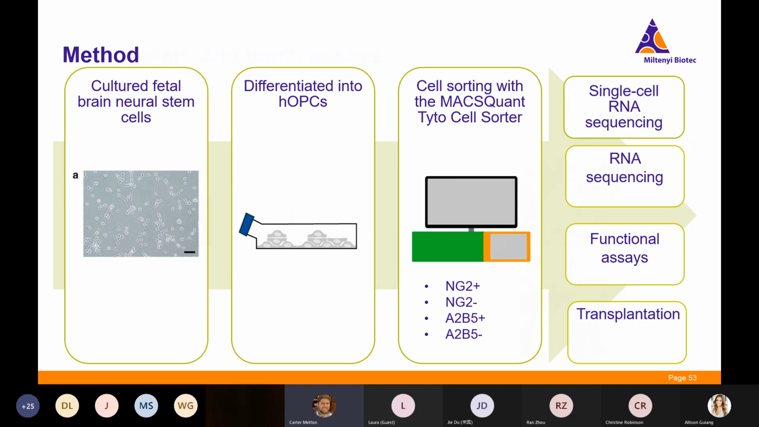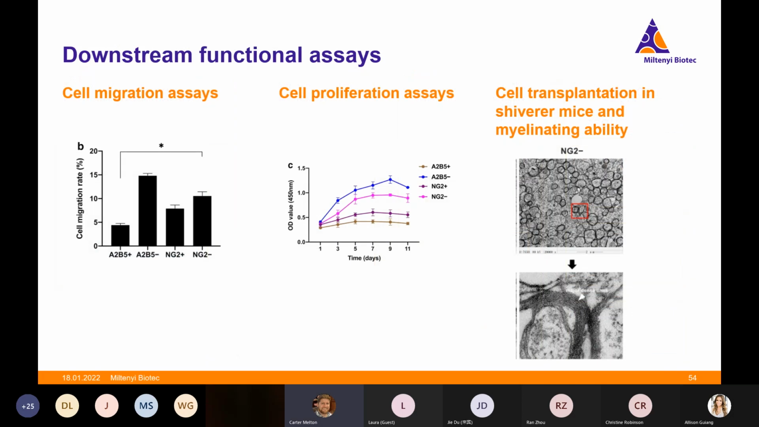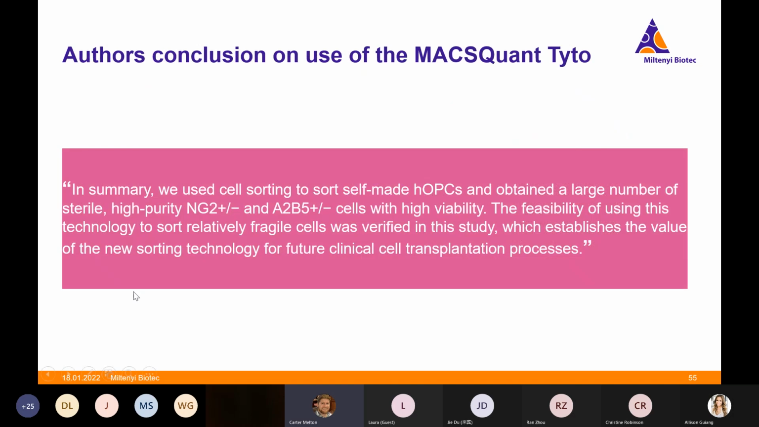So if we go to the next slide, we can see that these are kind of fragile cells, but they were able to sort them successfully on the Tito with minimal loss in viability. And they did different assays downstream looking at cell migration and showing that the A2B5 negative and the NG2 negative did have a higher percent cell migration. And they also had higher cell proliferation based on those OD values. And then these cells were transplanted and they did show myelination abilities in the actual mice. So these are all cells sorted on the Tito.